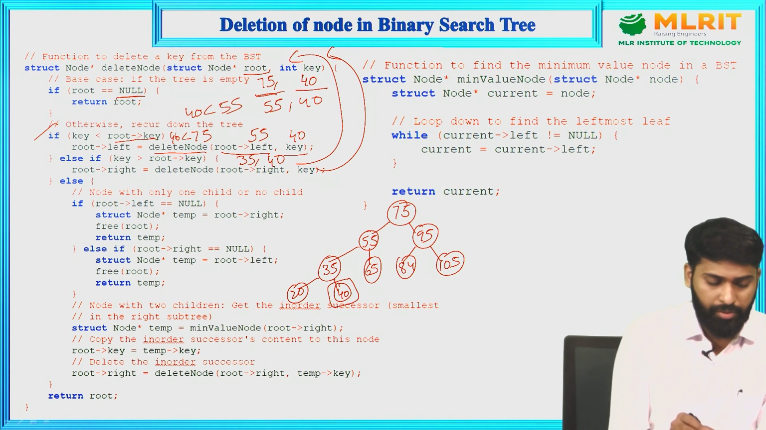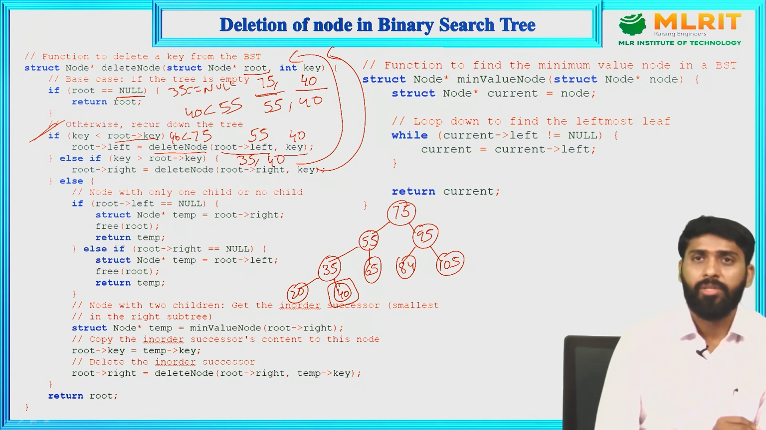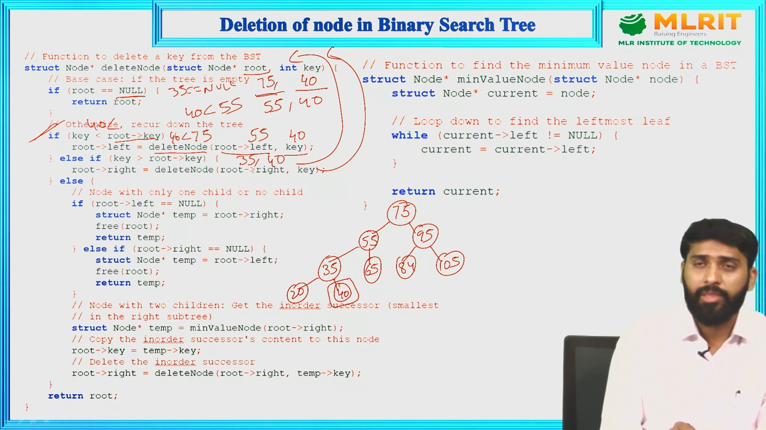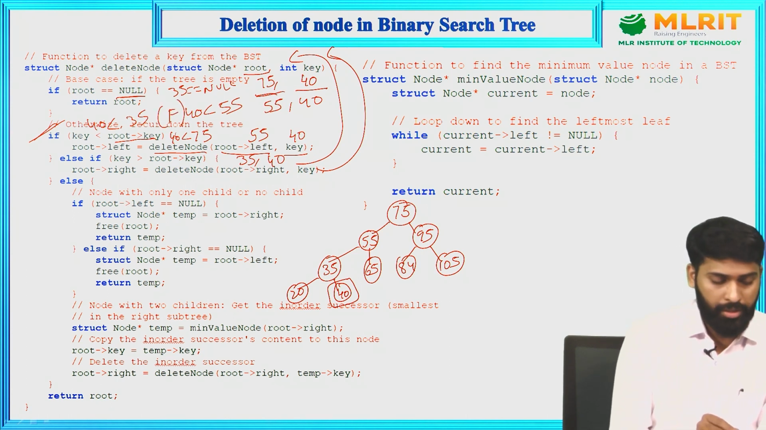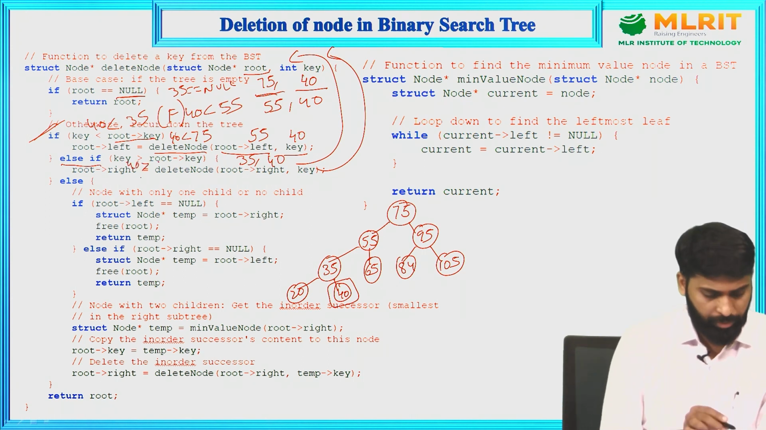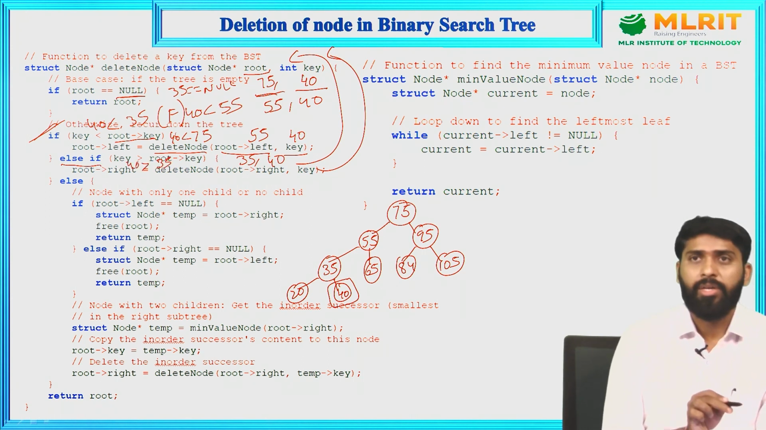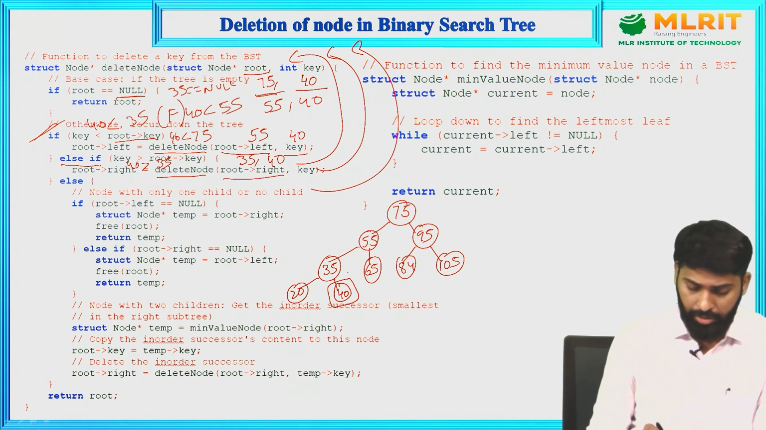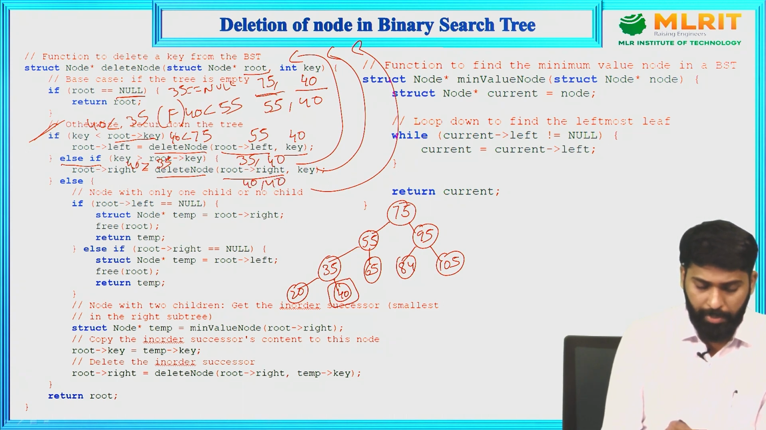Now again in this function, what is the root? 35. Does 35 equal null? No. Again we move to this instruction. What is the key? The same, 40, and root arrow key is 35. Is 40 less than 35? False. Then we move to here. Is 40 greater than 35? Yes, 40 is greater than 35. So again delete node with root arrow right. What is the root arrow right for 35? 40. Now 40 comma 40.